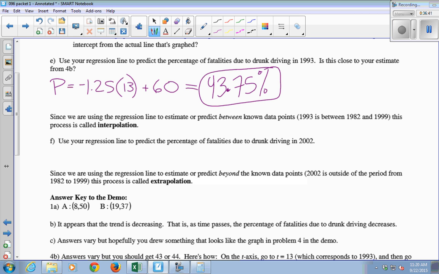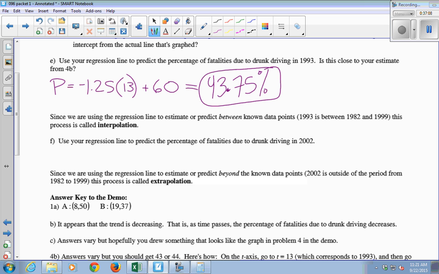Okay. And because 1993 was between 1982 and 1999, which is the starting and ending point of my data, we call that interpolation. Inter meaning between, right? The base of it being inter, which is between. So 1993 was between the data I was given, so we call that interpolation, when you make an estimate or a prediction between the given data.